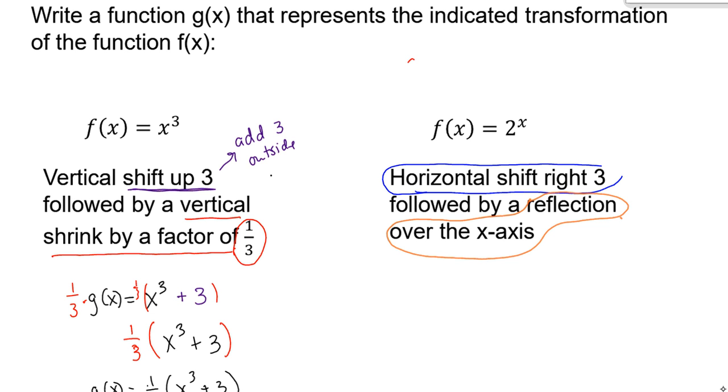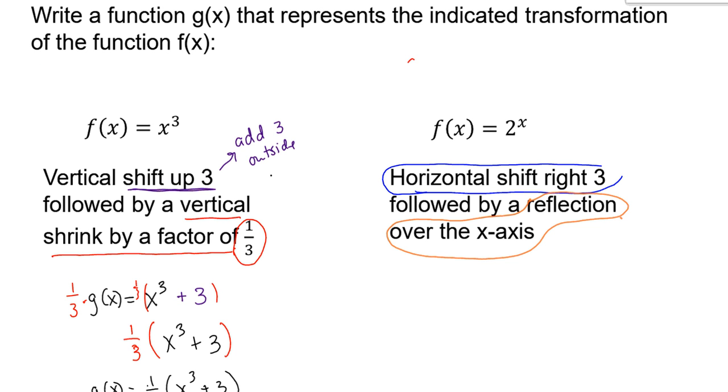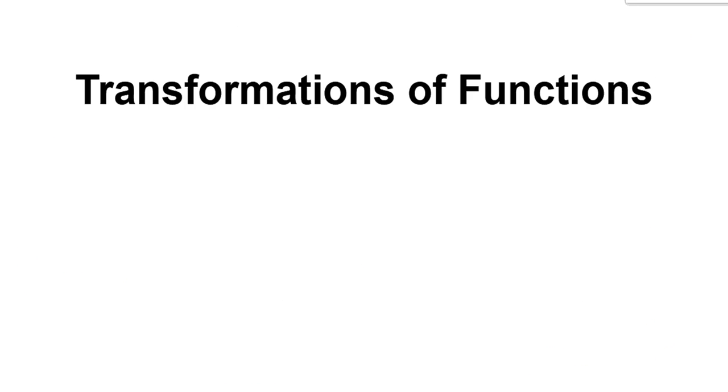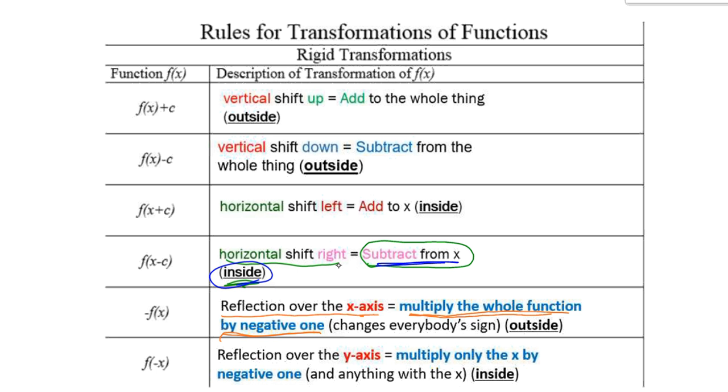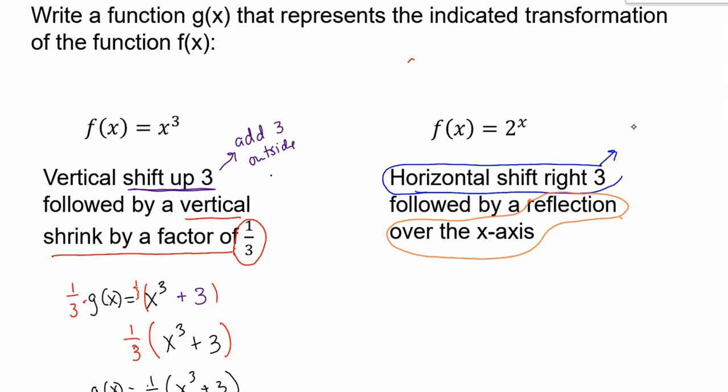Okay, we decided horizontal shift right was in blue. Okay, we can look back at our cheat sheets. It says if you want to go right, you subtract from x on the inside. Okay, so subtract 3 from x, which really means inside.